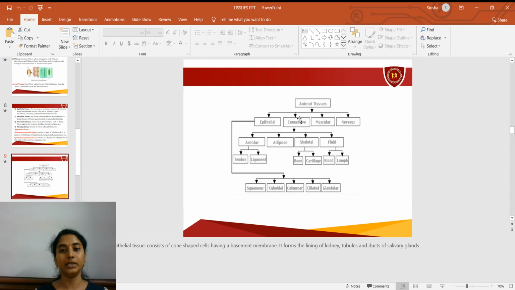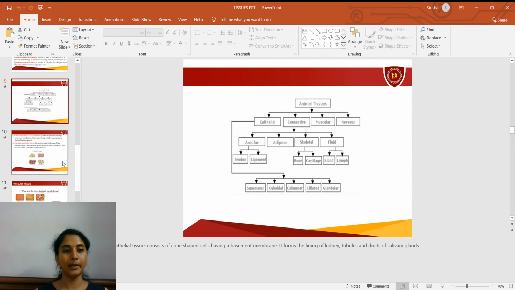A brief gist of this: animal tissues are epithelial, connective, muscular, and nervous. Connective tissues are areolar, adipose, skeletal, and fluid tissues, whereas epithelial tissues are of four or five types: squamous, cuboidal, columnar, ciliated, and glandular.